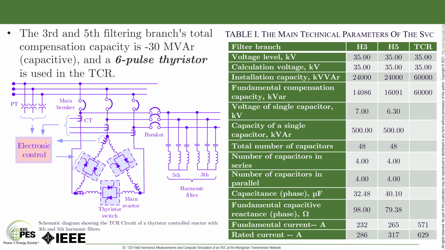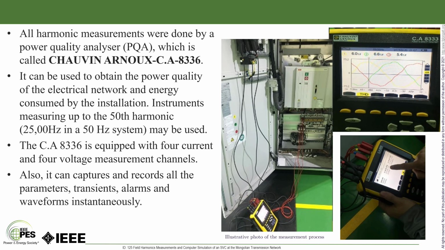In this case, we went to the substation. My colleague Shoidor went to the substation, and over there he recorded measurements using a very specific power quality analyzer, PQA. In this case, a Chauvin Arnoux CA8336, okay? This instrument is specifically designed for power quality analysis, reaching up to the 50th harmonic, okay?